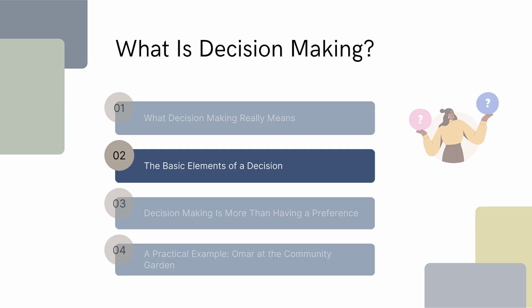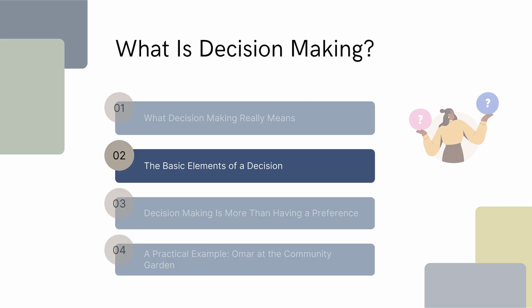The basic elements of a decision. Most decisions contain several basic elements. First, there is a decision situation. Something requires attention or direction. Second, there is a decision maker. This may be one person, a family, a team, or an organization. Third, there is an objective. The decision maker wants to achieve, protect, improve, prevent, or change something. Fourth, there are alternatives. More than one possible action exists.